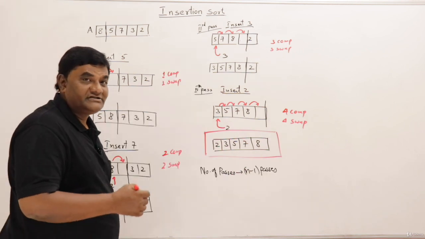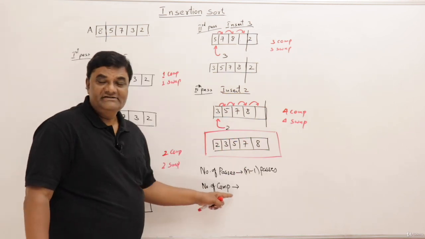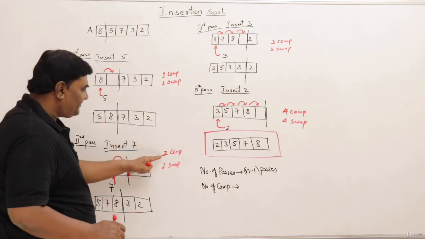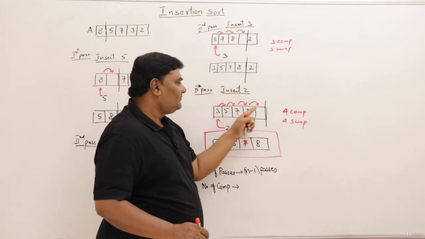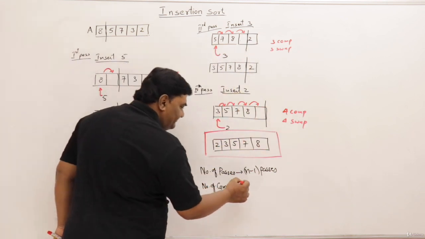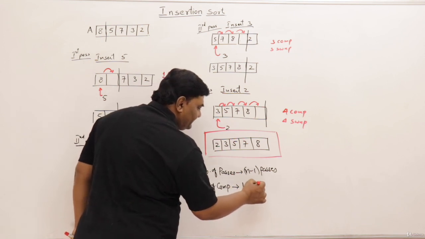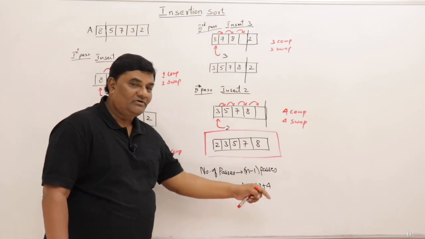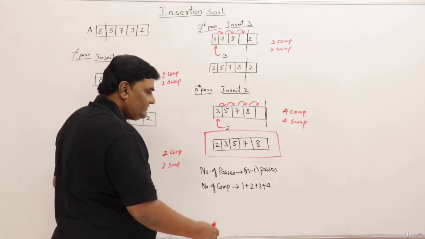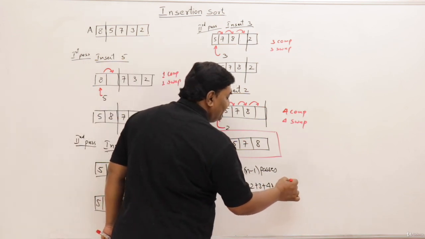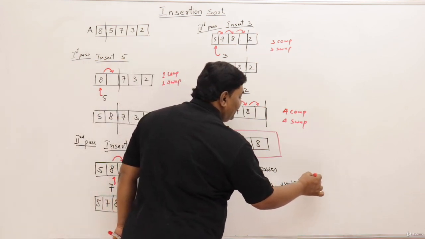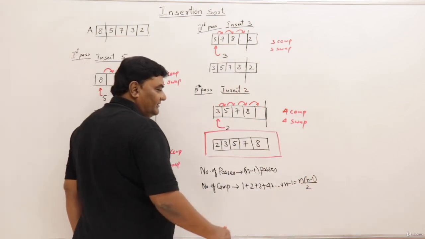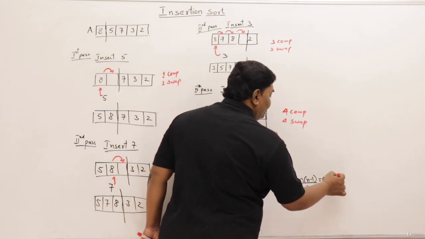Then how many comparisons? Number of comparisons. Let us check here. In the first pass, 1 comparison was done, and second pass 2 comparisons were done, third pass 3, and the fourth pass 4. So I'll add them: 1 plus 2 plus 3 plus 4. As there are 5 elements, 4 passes, so up to 4. N elements, n minus 1 passes, up to n minus 1. So this is n into n minus 1 by 2. So this polynomial is of degree square, order of n square.